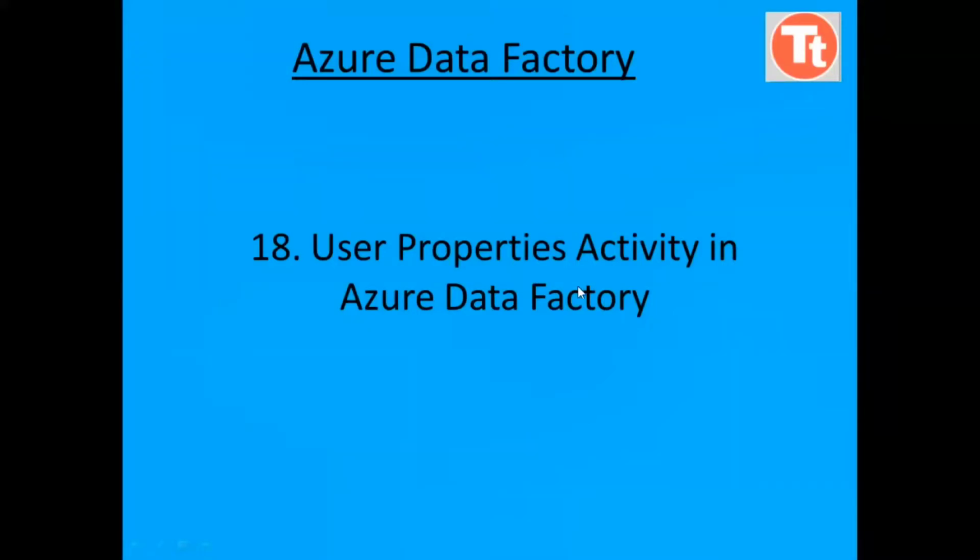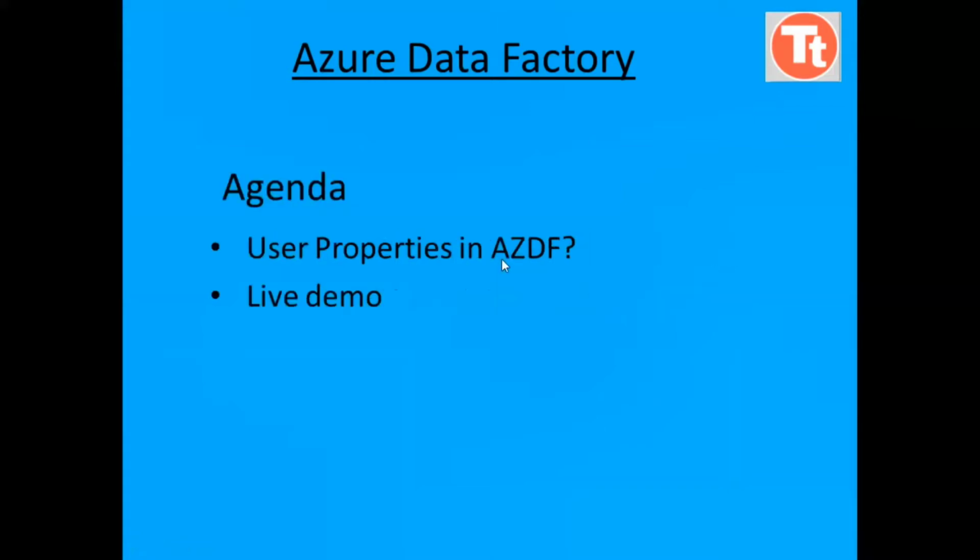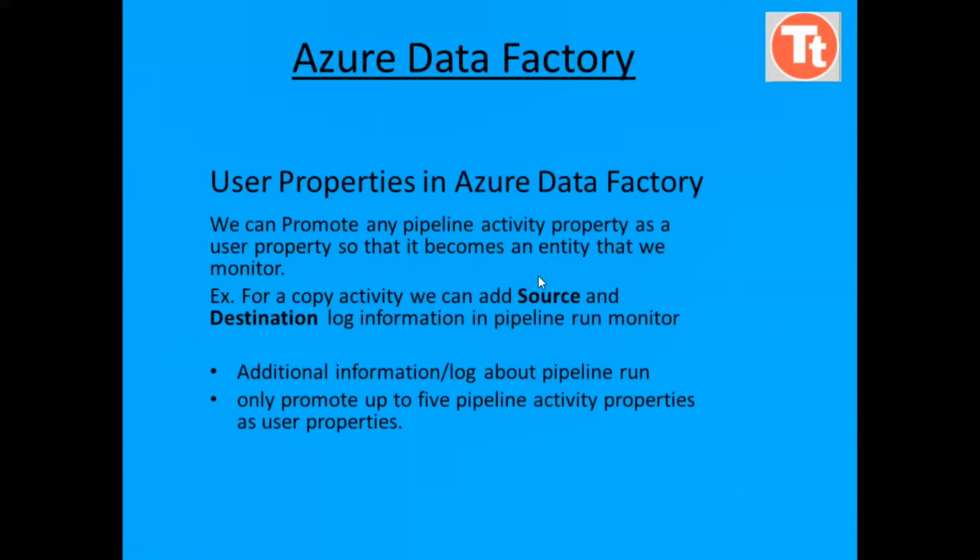In this video we are going to discuss the user properties activity in Azure Data Factory. The agenda for this video is what user properties are and how we can use them in activities. Basically, for any activity, if you want to add some additional information like source, destination, or what the activity is doing, we can use user properties. For example, for a copy activity we will add source and destination, and we will see this log information in monitor.